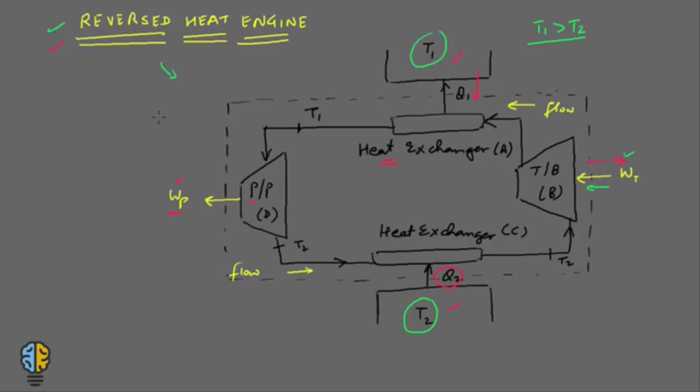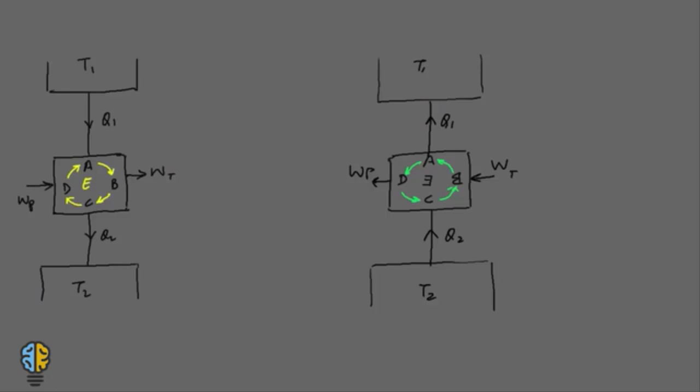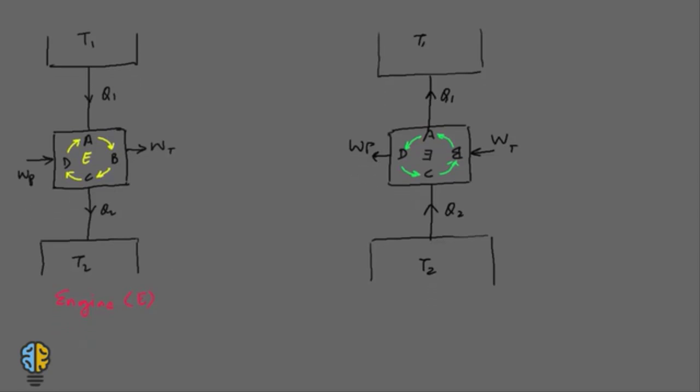Now if you come to this portion of the video, we have two diagrams. This diagram depicts an engine, represented by the letter capital E, and in an analogous way, this is a reversed engine, which might be a refrigerator or a heat pump. It is represented in this way: E is flipped and becomes reversed. So this is a reversed engine.